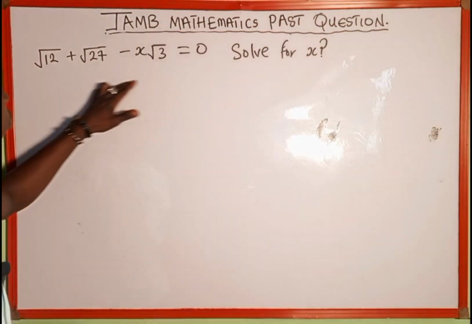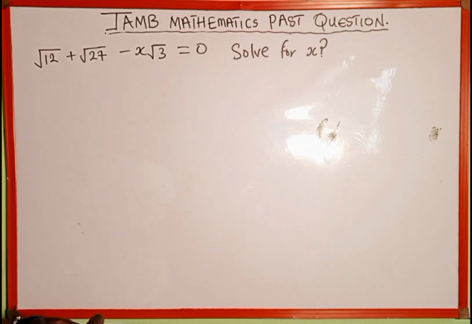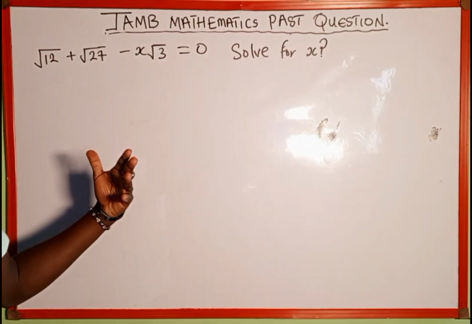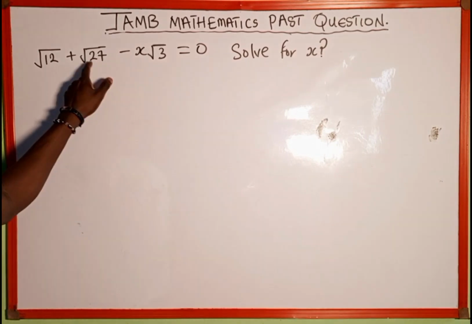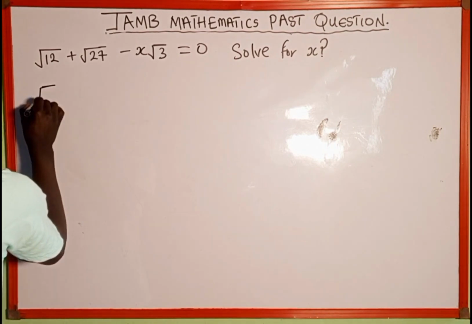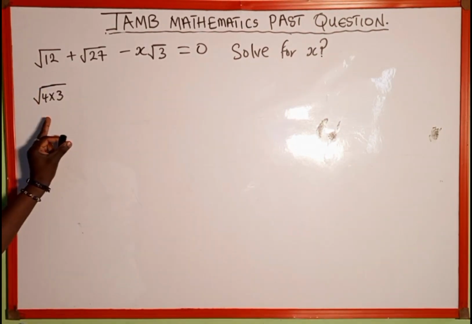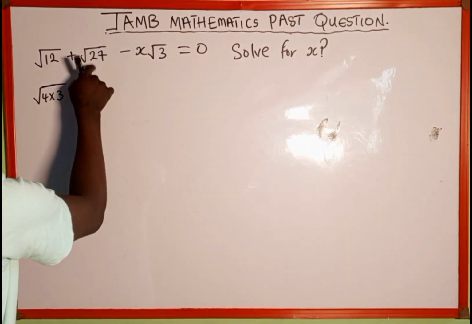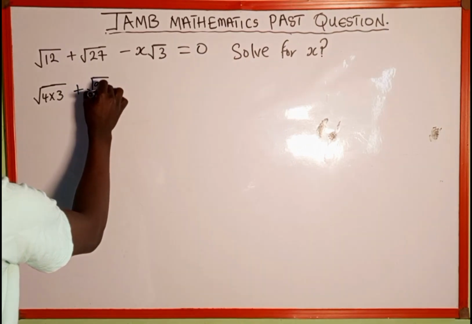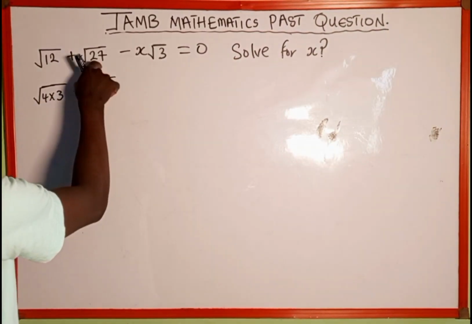Given this radical equation, I am asked to solve for the value of x. So the first thing we're going to do, if you look at this equation, 12 is not a perfect square. We cannot take the square root of 12. Similarly, we cannot take the square root of 27. But this 12 can also be written as what? 4 multiplied by 3 is going to give us 12, where 4 is a perfect square. Then plus, sorry, 27 is the same as what? 9 multiplied by 3. 9 is a perfect square. When you multiply it by 3, it's going to give us back 27.